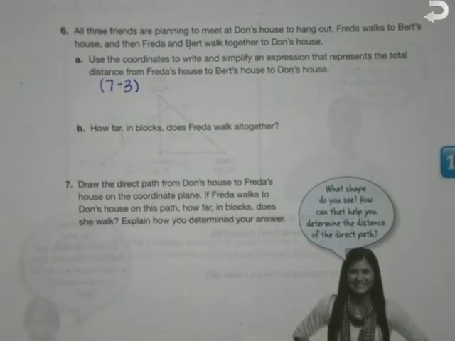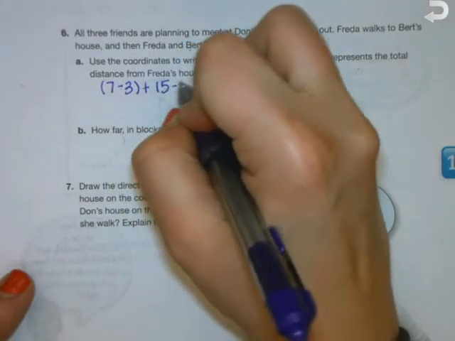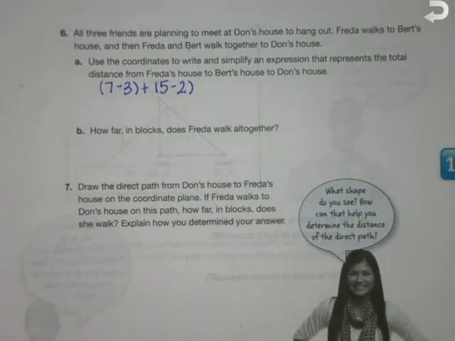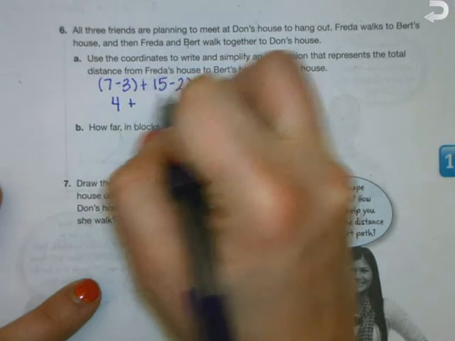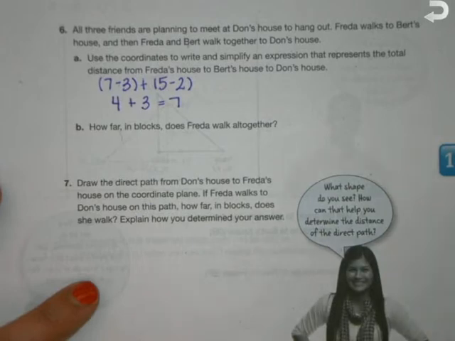Now, Frida and Bert together are going to be walking from Bert's house to Dawn's house. So what are we going to have to do? Add, and what was the expression from Bert's to Dawn's? 5 minus 2. Okay, simplify that really quick, and then answer part B in the sentence. So guys, 7 minus 3 gives us what? 4 plus 3, which comes out to 7. So how far in blocks does Frida walk altogether? Frida walks 7 blocks. Good.